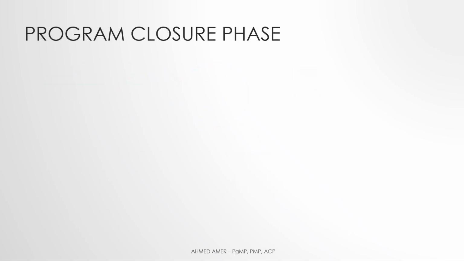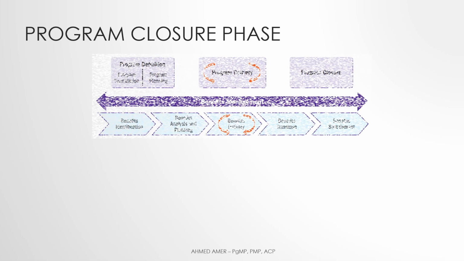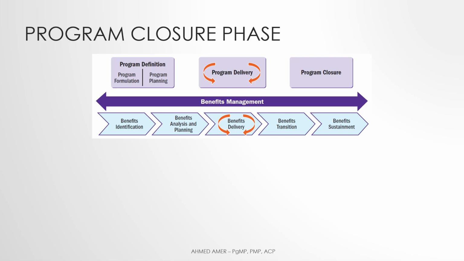The last phase of the program's life cycle is the closure phase. It covers the required activities to transition the realized program benefits to the benefits sustaining function and formally close the program. Do you remember this figure? We came across it for the first time during our talk about the benefits management performance domain. It shows clearly how the program closure phase covers or overlaps both benefits transition and sustainment activities.